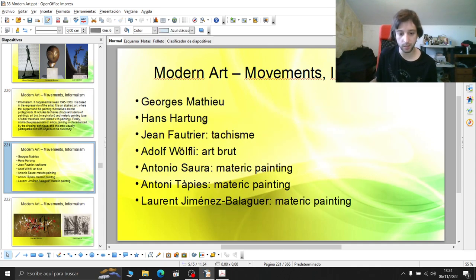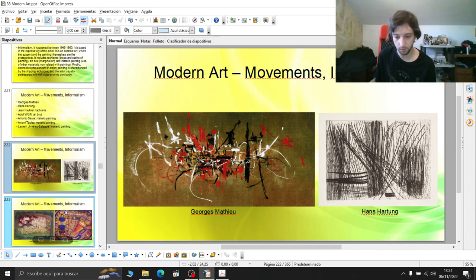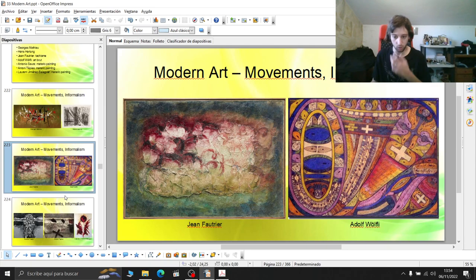Georges Mathieu, Hans Hartung, Jean Fautrier with tachisme, Adolf Wölfli, Art Brut, Antonio Saura, Matter Painting, Antoni Tàpies, Matter Painting, and Lorenzo Jiménez Balaguer, Matter Painting. Here you see examples of all of them.